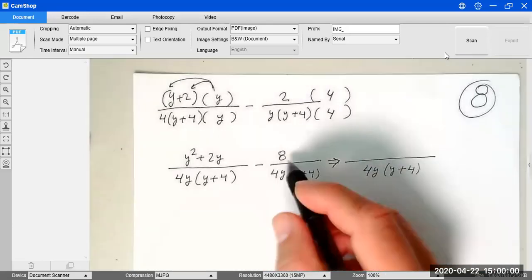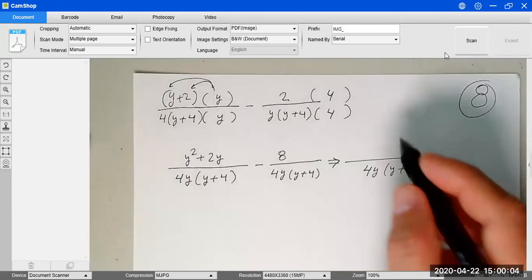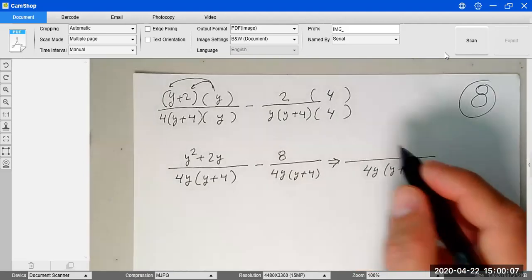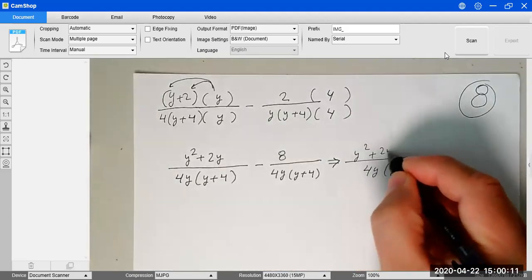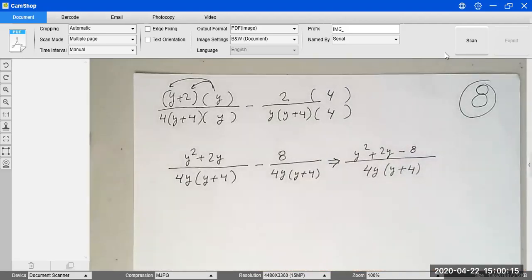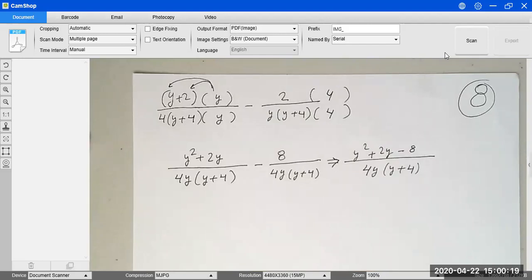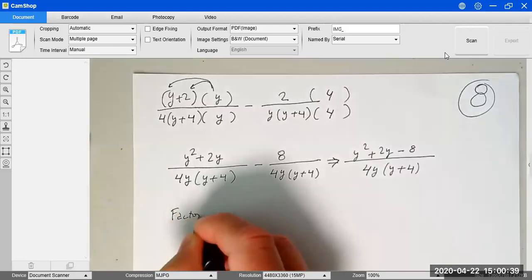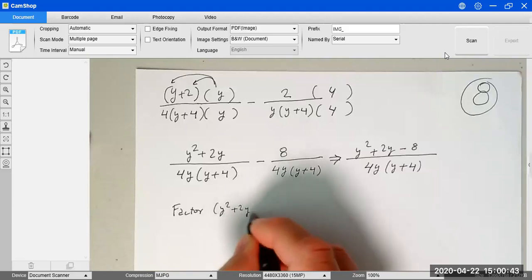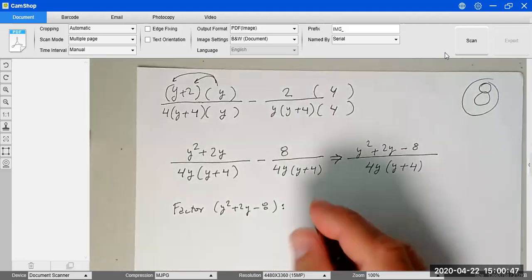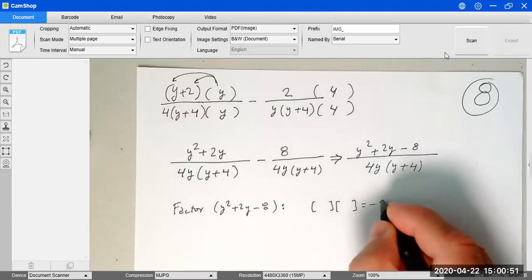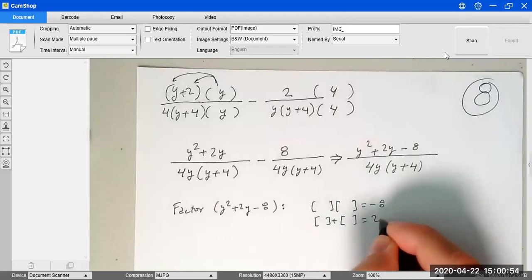So now we're going to proceed with combining the numerators into a single one. So you're going to get y squared plus 2y minus 8. So that's the end of the process of subtraction, but that's not the end of the problem. We need to see whether we can simplify that by factoring this numerator. So let's see. I'm going to factor y squared plus 2y minus 8. So I'm going to look for two numbers that if I multiply them, I get negative 8. If I add them up, I'm going to get 2.